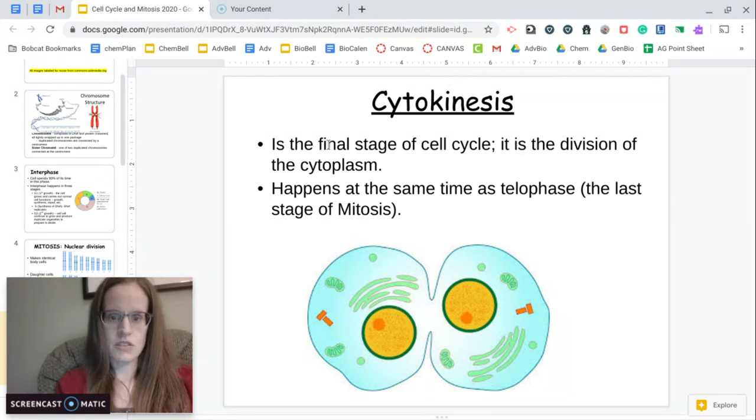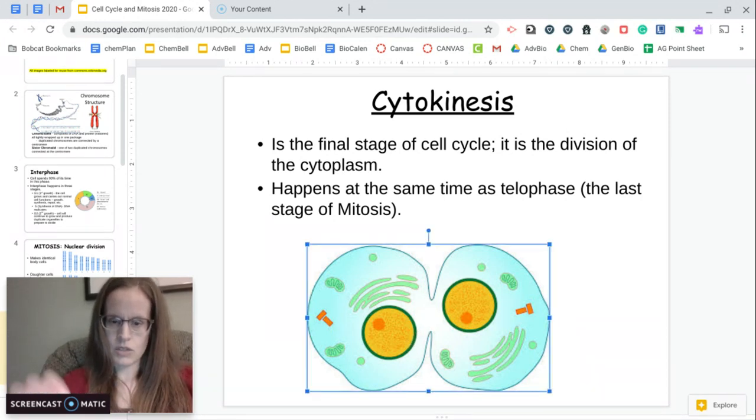This is the last stage of the cell cycle and splits the cytoplasm in half. This usually happens at the same time as the last phase of mitosis, which is telophase. So you can see the cell, this is an animal cell. In an animal cell, the cell membrane is going to pinch in and slowly separate into two separate cells.